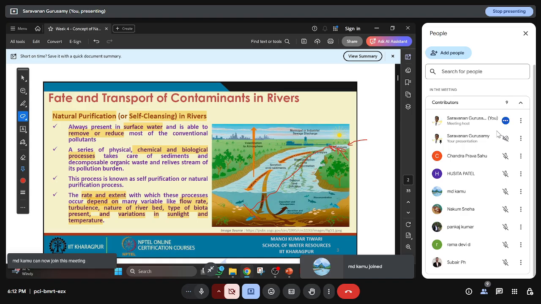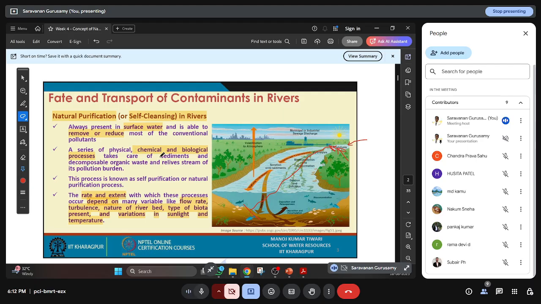All surface water has the tendency to remove this type of conventional pollutants, only conventional pollutants, not emerging pollutants. We discussed emerging pollutants like pharmaceuticals, pesticides and so on. But normal pollutants like organics and nutrients, if they come into the river, then due to the flow or the turbulence of the river, it may add oxygen and degrade the pollutant in the river. That's called the self-cleansing or natural purification process of the river.